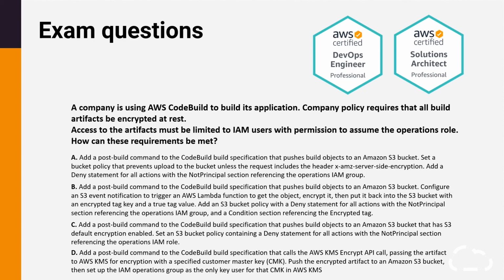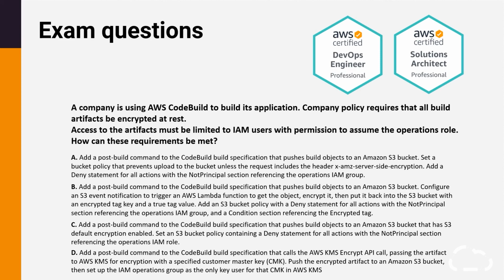A. Add a post-build command to the CodeBuild build specification that pushes build objects to an Amazon S3 bucket. Set a bucket policy that prevents uploads to the bucket unless the request includes the header x-amz-server-side-encryption. Add a deny statement for all actions with a NotPrincipal section referencing the operations IAM group.